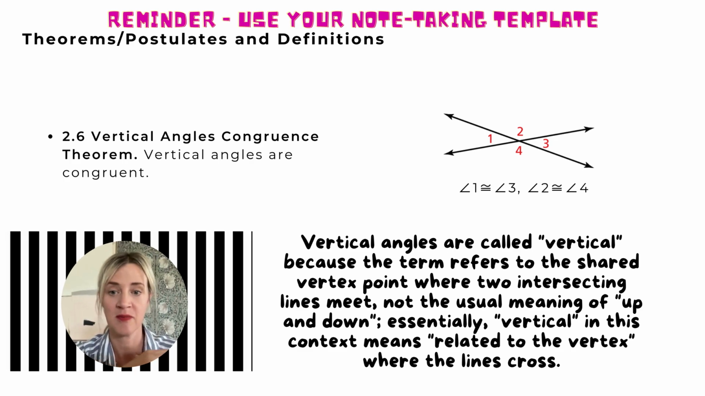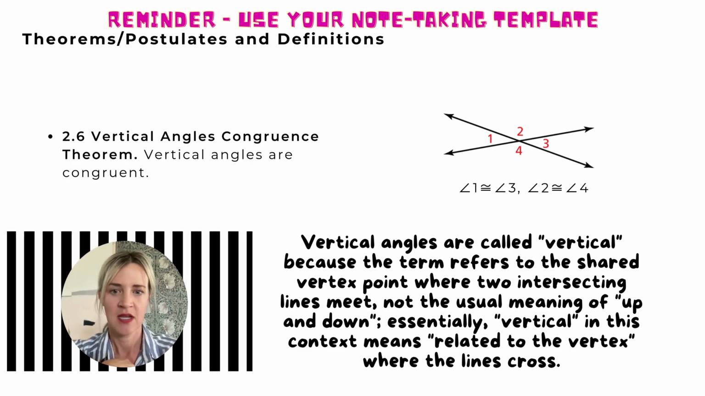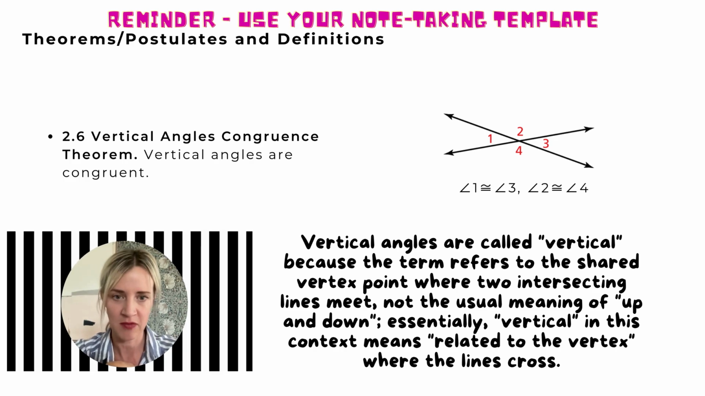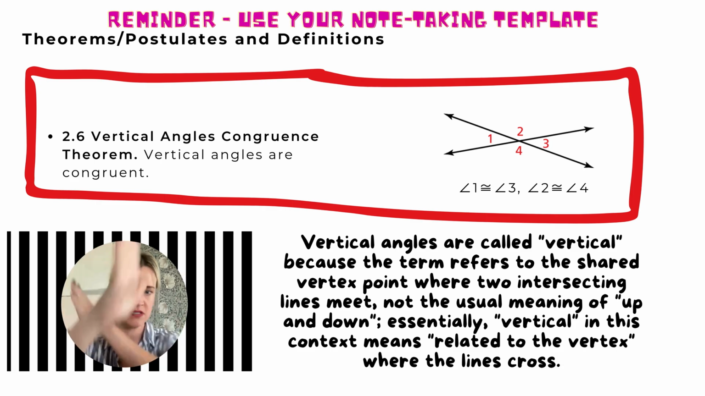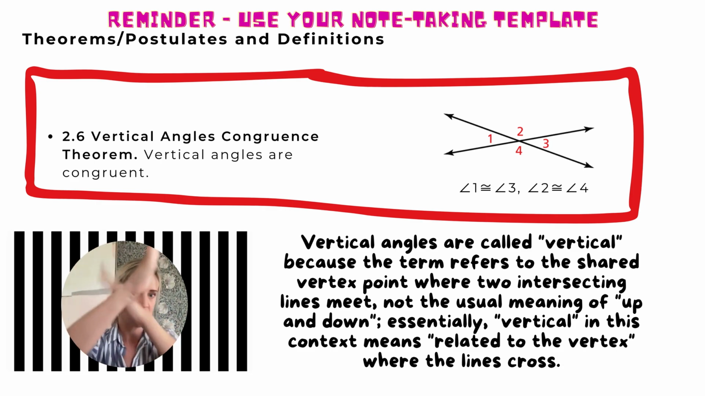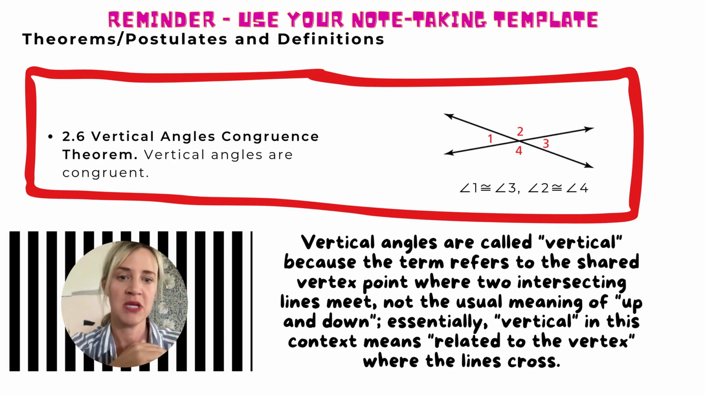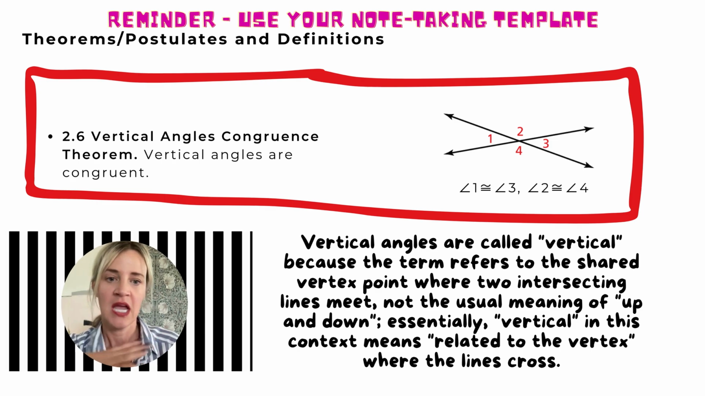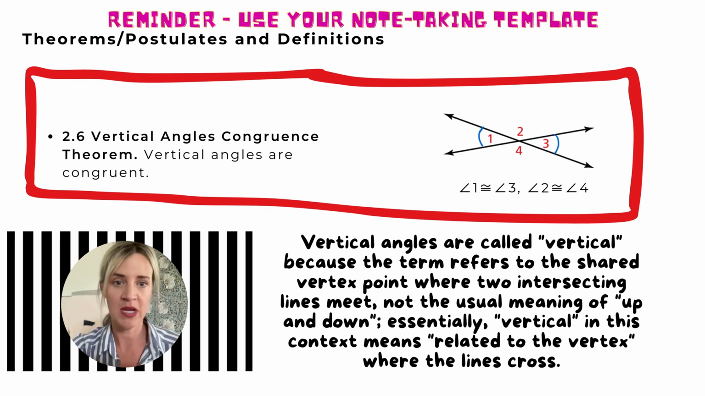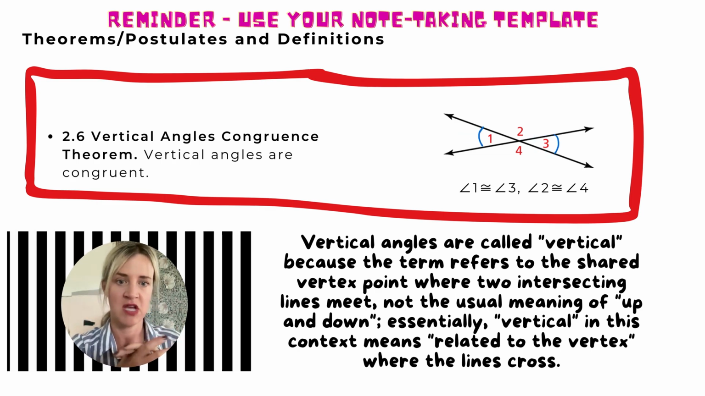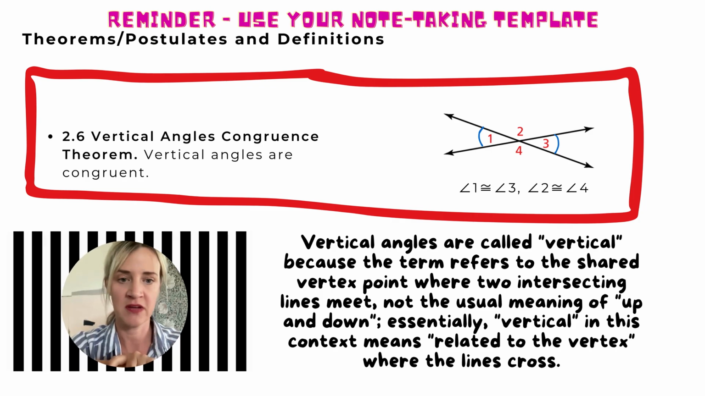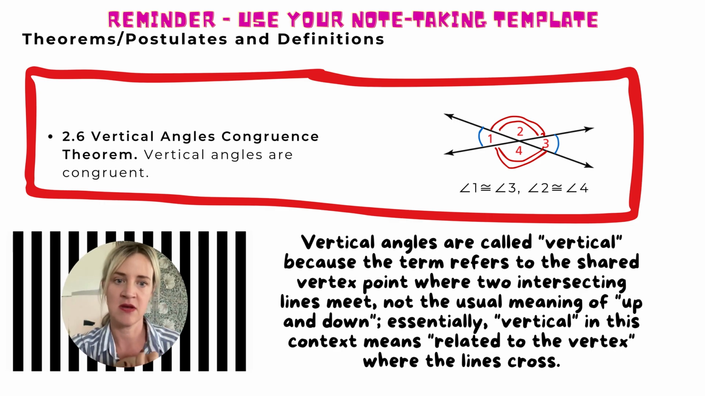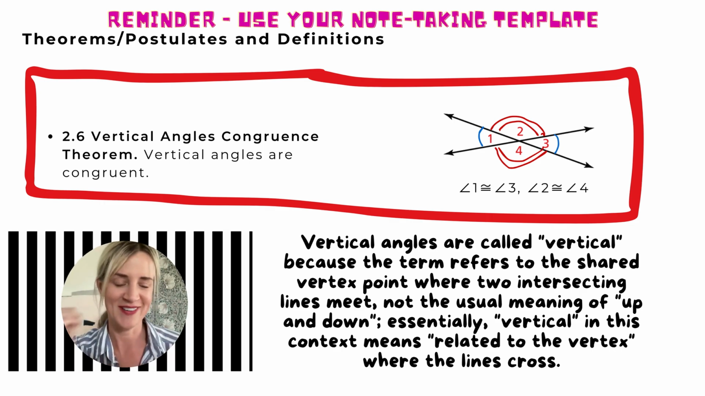2.6, the vertical angles congruence theorem states that vertical angles are always going to be congruent. So just a reminder, vertical angles are those two angles that share a common vertex, they're across from each other. They make V's with each other. They're always going to be congruent. So in this image here, angle 1 and angle 3, those two angles make V's with each other. They share that common vertex, and they're vertical angles. And 2 and 4 also are congruent angles, and so they're vertical angles.